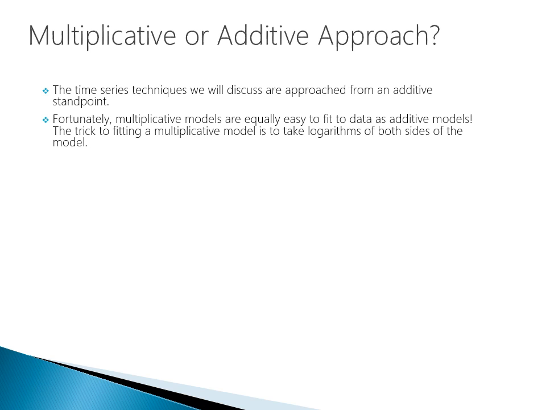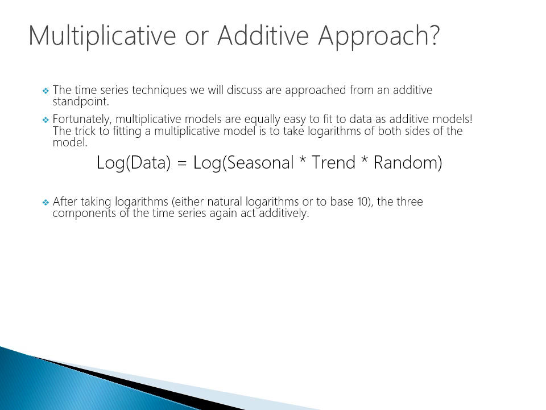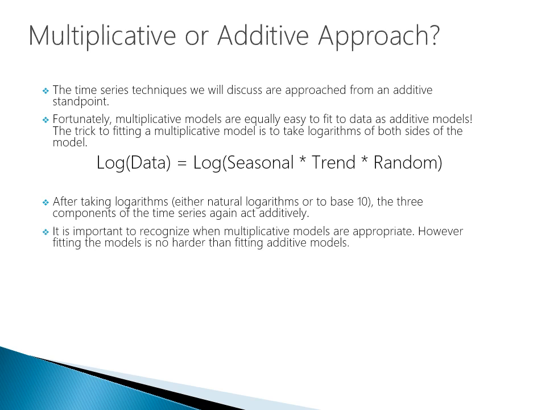Fortunately, multiplicative models are equally easy to fit to the data as additive models. The trick to fitting a multiplicative model is to take the logarithms of both sides of the model. So I take the log of data equals the log of seasonal times trend times random. After taking the logarithms, either natural logarithms or the base 10 logarithms, the three components of the time series again act additively. It is important to recognize when multiplicative models are appropriate. However, fitting the models is no harder than fitting additive models. This is important because when we're looking at constructing the approach, we want to approach it from an additive perspective.